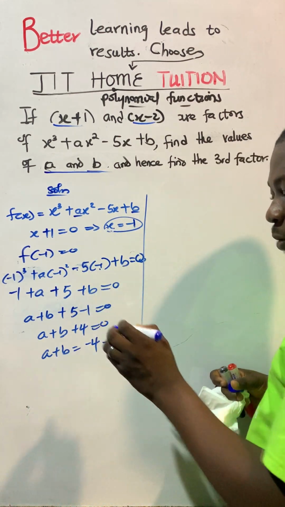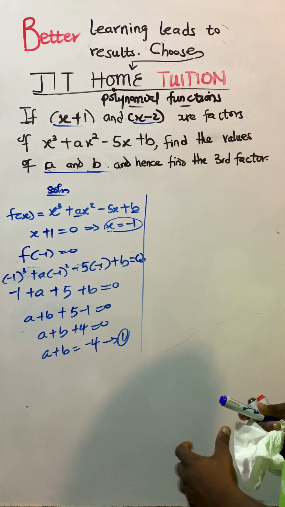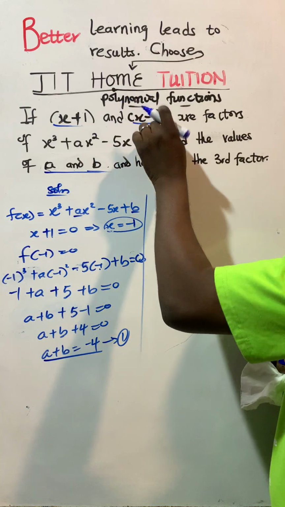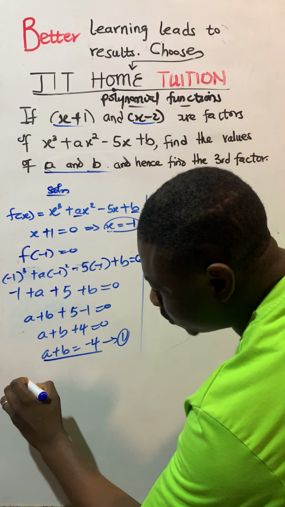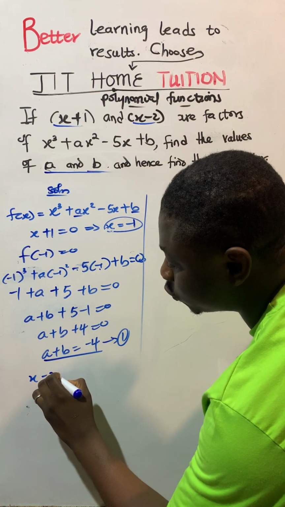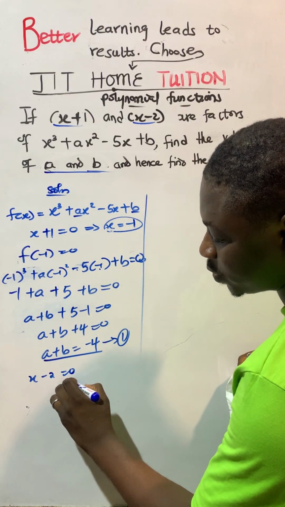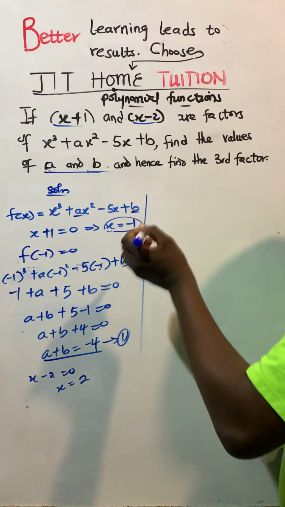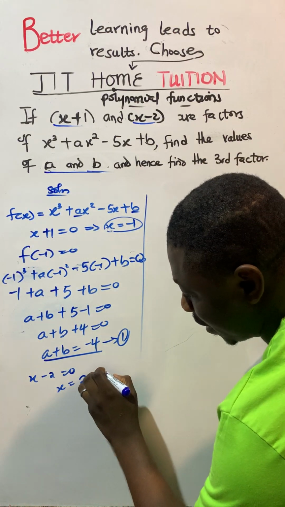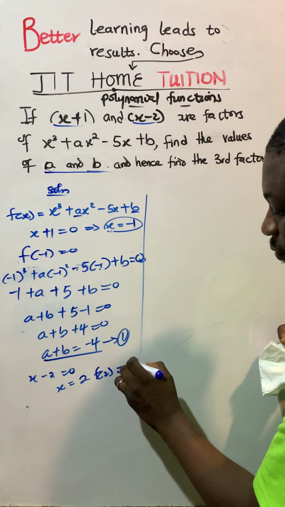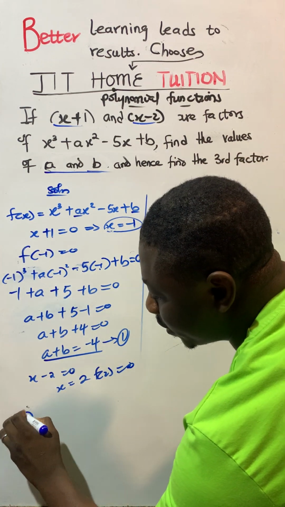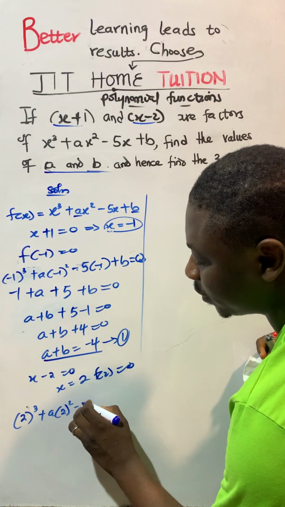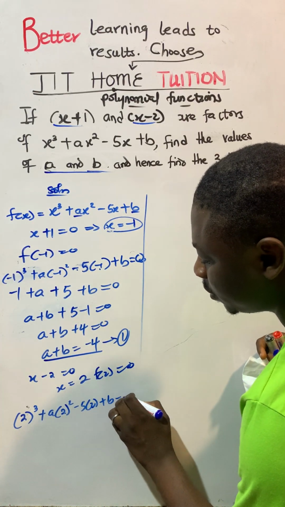So you have equation 1. I hope you are following. Now with this understanding, you go by the same approach with this. So you have x minus 2 equal to 0. And x will give you what? That is 2. So you are going to substitute it into this one. So that means that f of 2 should also give you 0. All right. So you have 2 cubed, plus a times 2 squared, minus 5 times 2, plus b, equal to 0.